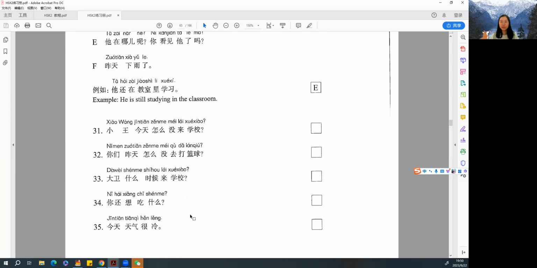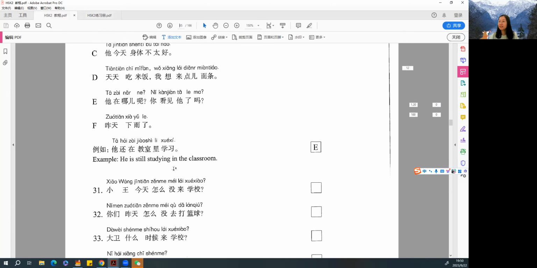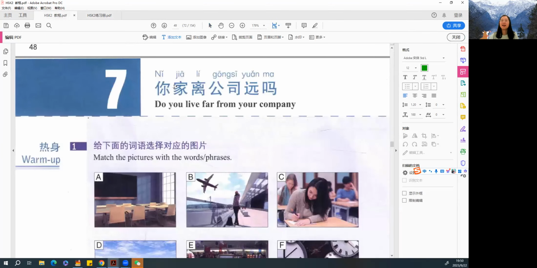All right, so just please remember to do the exercise book, and next time we will start lesson 7, and of course at the second part of lesson 7, when we finish our textbook, we will take a look at the exercise book at the same time. So just remember to finish lesson 6 in your exercise book.